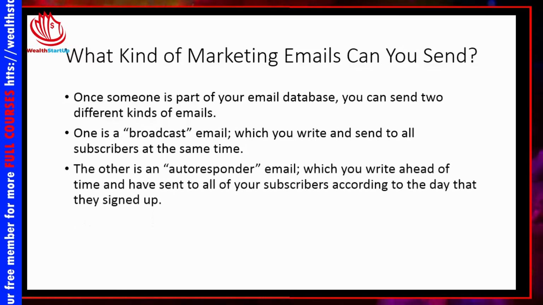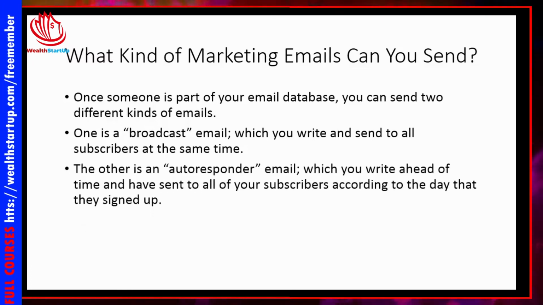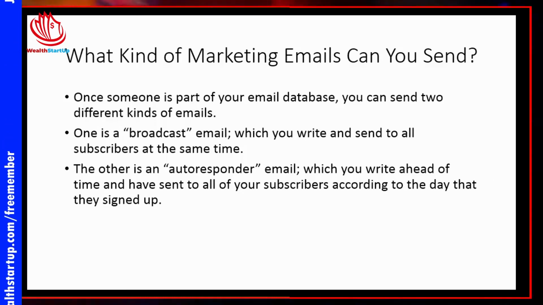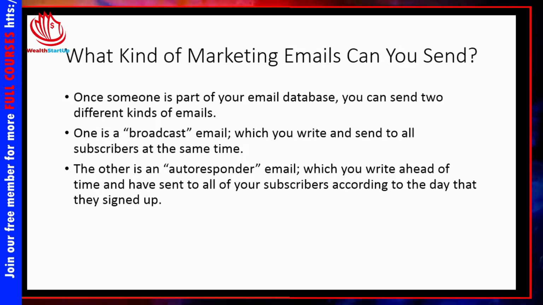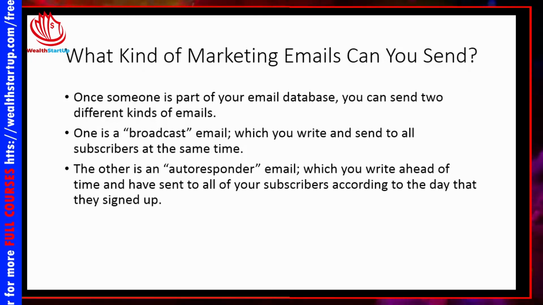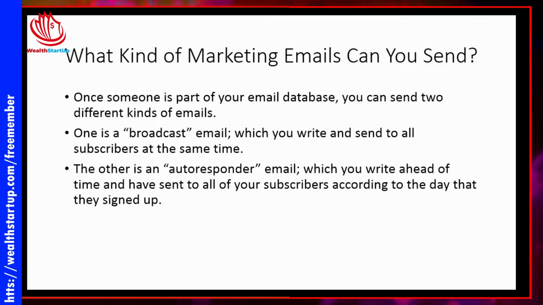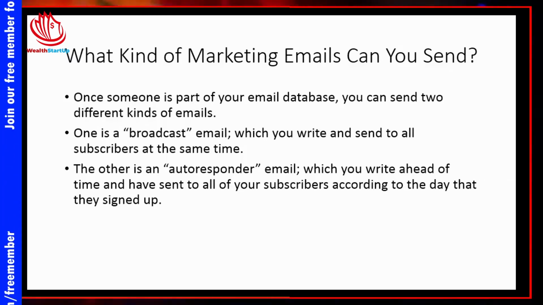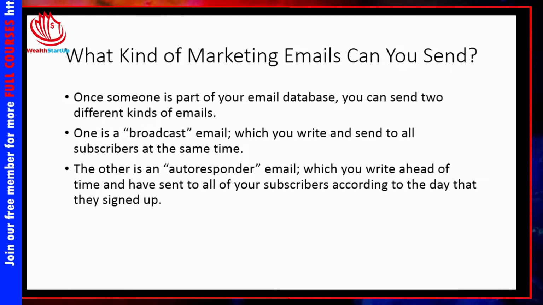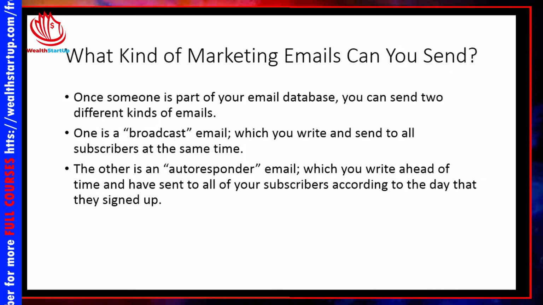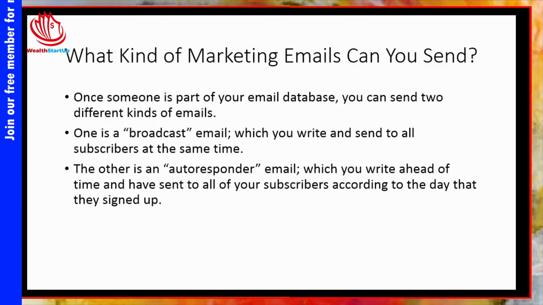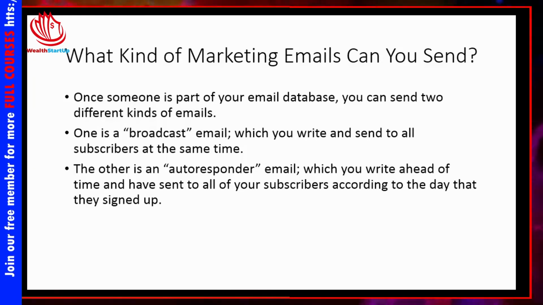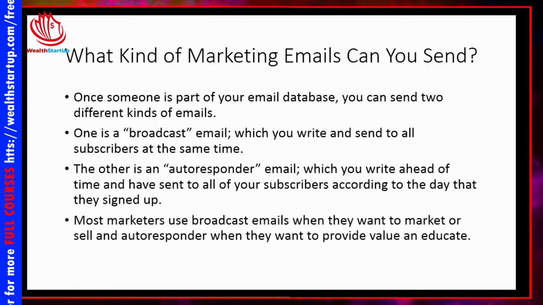Now, the other kind of email is called an autoresponder email or a sequenced email. This is one that you're going to write ahead of time and just have it set up to be sent to all of your subscribers according to the day that they signed up. So if someone signed up on a Wednesday, they'll get the first email on Wednesday, the second one on Thursday, the third one on Friday. So these emails are set up ahead of time. They're scheduled and they go out based on the day that the person actually becomes part of your list.